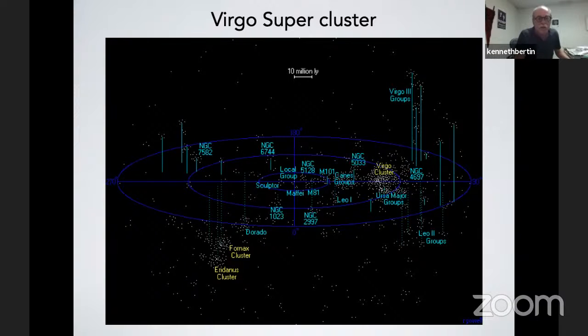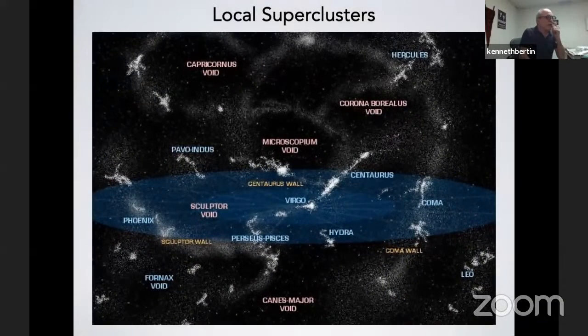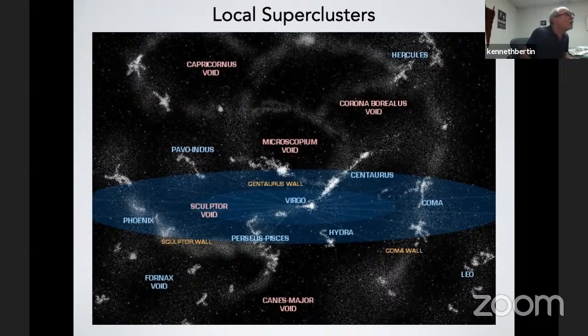And you can see all these other groups of galaxies. And then you can take the whole thing and look at it from all the galaxies, the local superclusters, and these are again the local superclusters. So this is a large area, obviously, of the sky where you can see all these stars and these galaxies. Of course, these are telescopic for the most part.